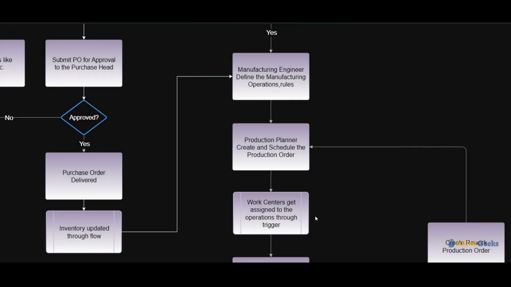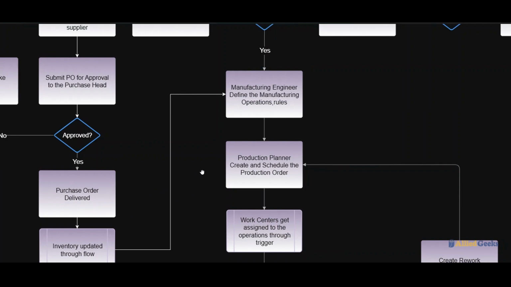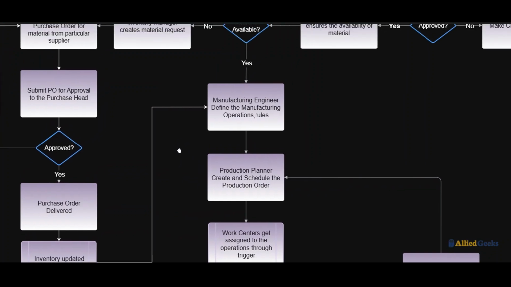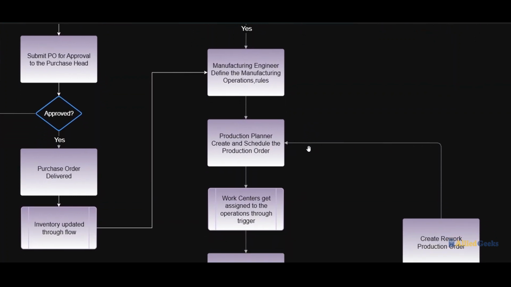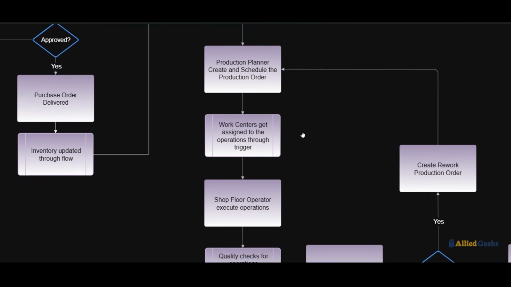Now that all required materials are in stock, the process transitions from planning to production. This phase is a coordinated effort between the manufacturing engineer, production planner, and the shop floor operator, ensuring a smooth and efficient manufacturing execution process. The manufacturing engineer defines the manufacturing operation rules. The production planner creates and schedules the production order. Work centers get assigned, and then the shop floor operator executes operations.